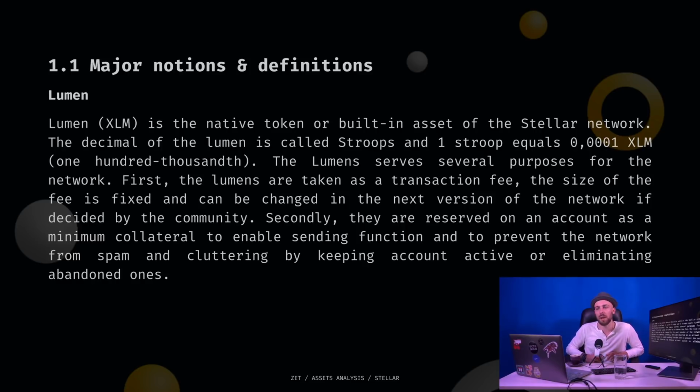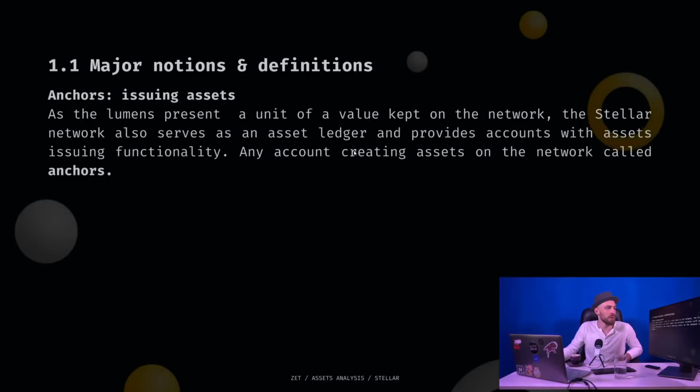So I hope you're clear with lumens and stroops as decimals for lumens. Then another notion that I want you to be familiar with: anchors or issuing accounts. As lumens present a unit of value kept on the network, the Stellar network also serves as an asset ledger and provides accounts with asset issuing functionality. Any account creating assets on the network is called an anchor.